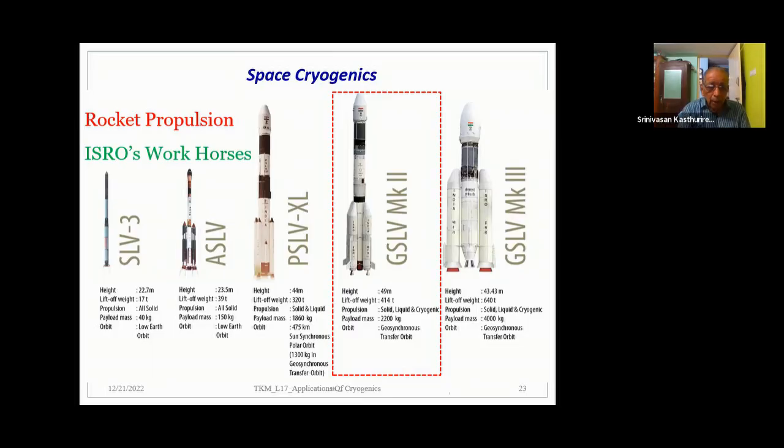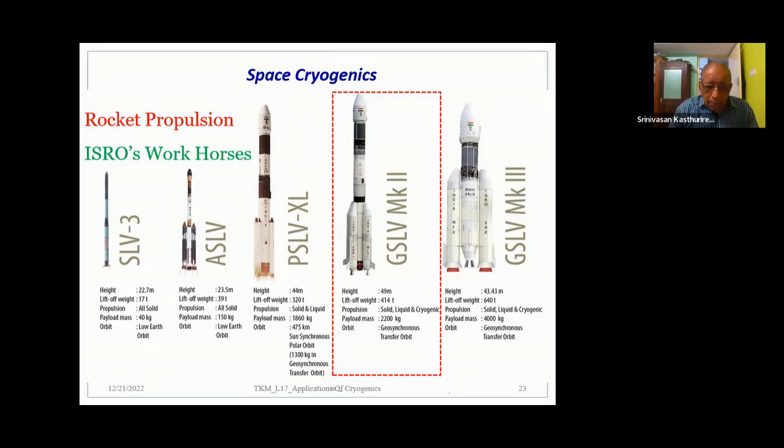Then you have what is called ASLV, the Augmented Satellite Launch Vehicle, which is all solid. The lift-off weight is slightly more than double, about 39 tons, and the payload mass is 150 kgs. It is useful for low Earth orbit.